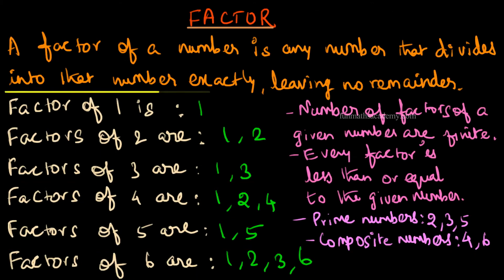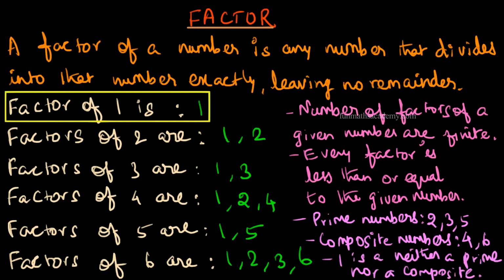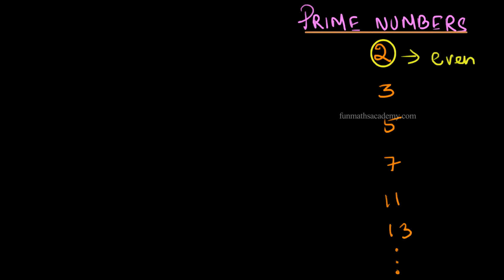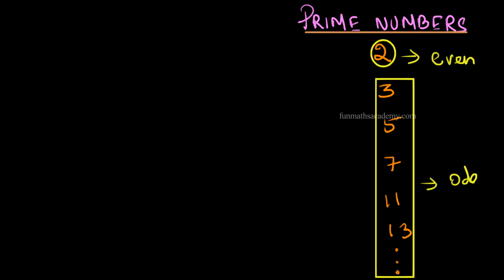Now tell me, is 1 a prime or a composite number? Since 1 doesn't have two distinct factors, it cannot be a prime number. And 1 does not have more than two factors, so it is not a composite number either. So how should we call 1 then? We say 1 is neither a prime nor a composite number. The first few prime numbers are 2, 3, 5, 7, 11, 13 and so on. We can see that of all the prime numbers, the only even prime is 2. The others are all odd numbers.